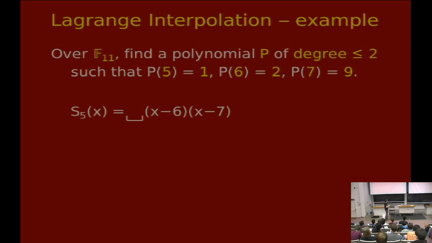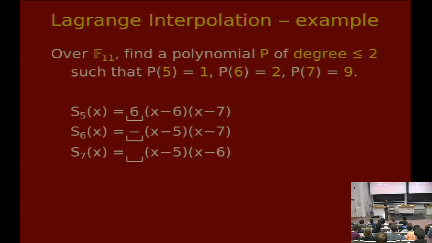Okay, so first you get the selector for S5, which is some number times x minus 6, x minus 7. That will have value 0 at 6 and 7, and you fix it so that it'll have 1 when you plug in 5. So these are the selector polynomials. This one is 1 when you plug in 5, and it's 0 when you plug in 6 or 7. This is 1 when you plug in 6, 0 when you plug in 5 or 7. This is 1 when you plug in 7, and 0 if you plug in 5 or 6.